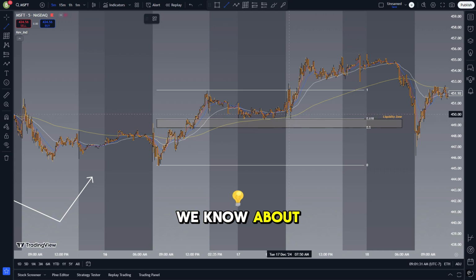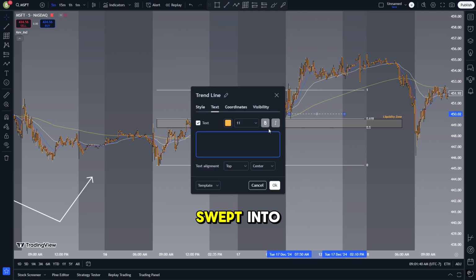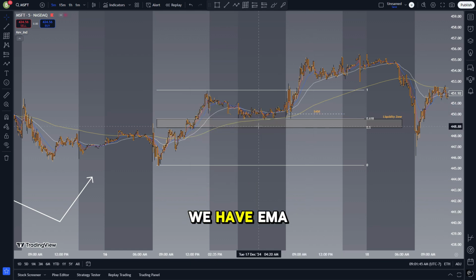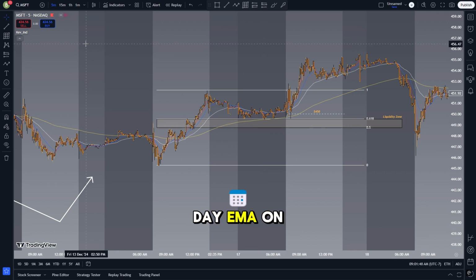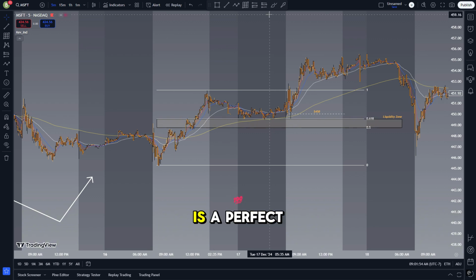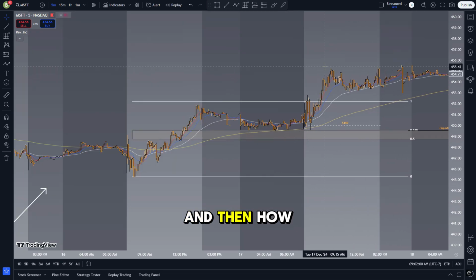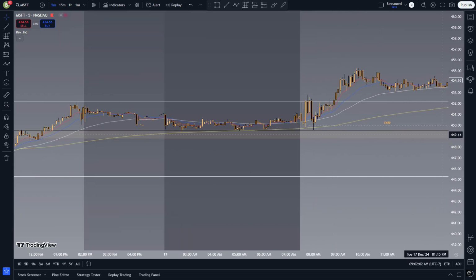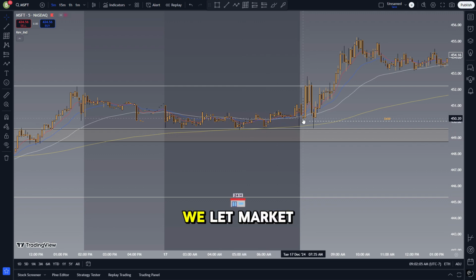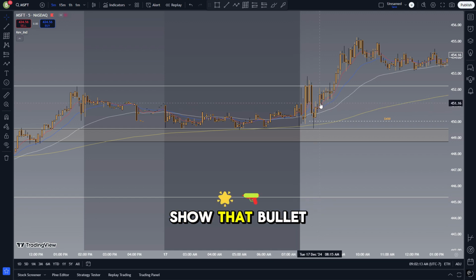What do we know about flat numbers? 450 is a perfect key level that price is going to want to be swept into. So we have a perfect 450 number here. We have EMAs, the 200 EMA on a 5-minute time frame. I think this is a perfect play. We're seeing this retracement, we're seeing us get pulled back. And then how can we actually take this trade? First of all, once we get that pullback, we let market do its thing and wait until it starts to finally pull away, and we're able to get in once we can show that bullish structure.